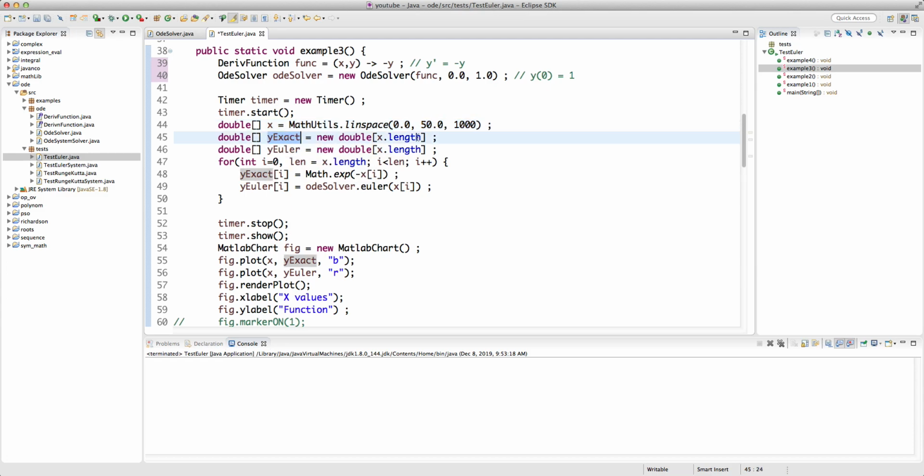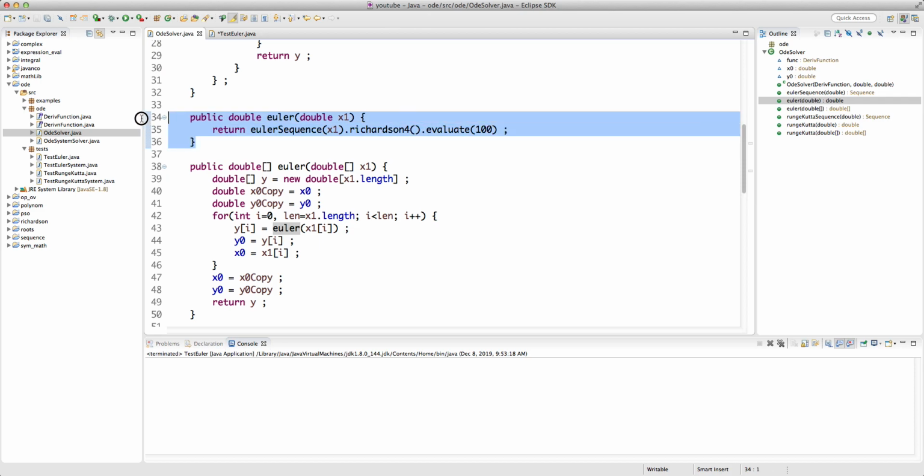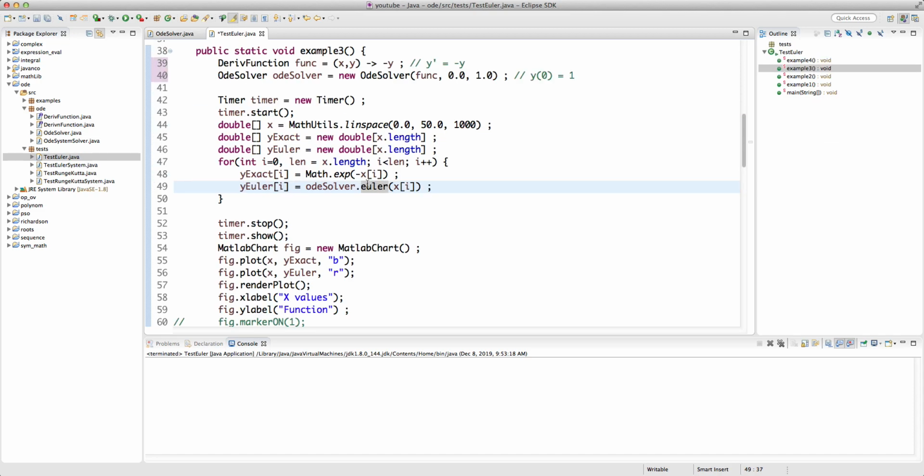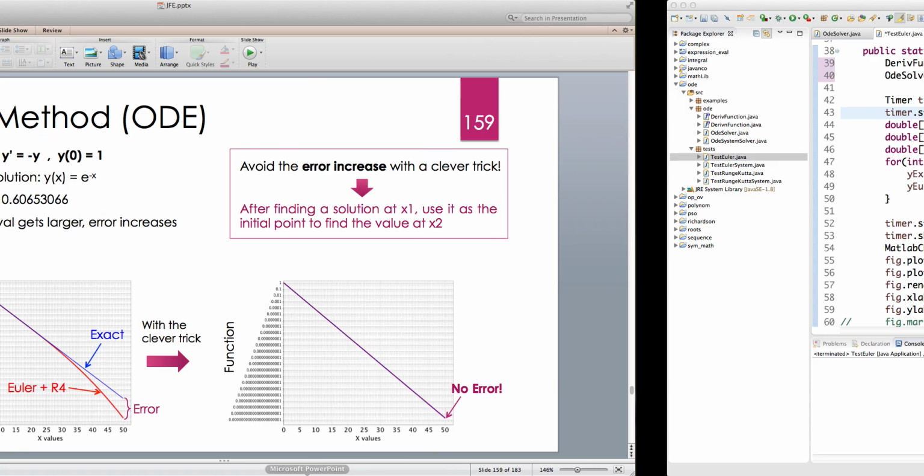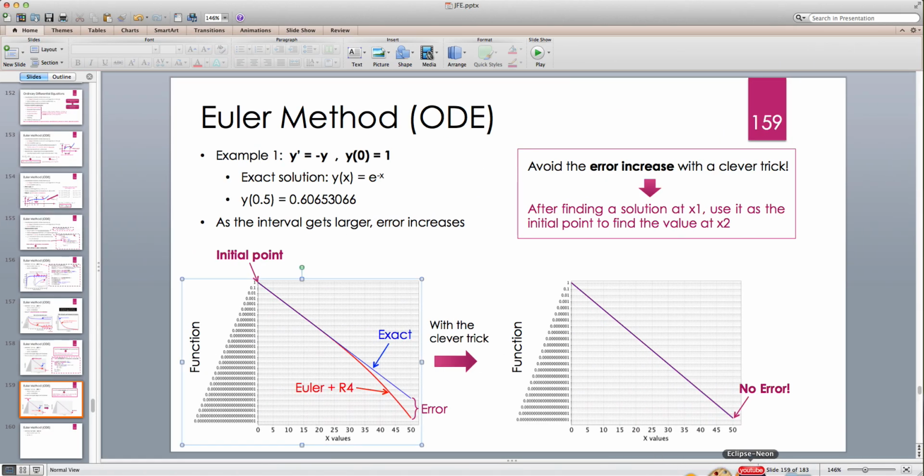So I have a y exact array and a y Euler array. The exact solution is e to the minus x, so I write a for loop and calculate them. And the Euler is ODE Euler, right? So here I'm not using this trick. I'm using the Euler method with Richardson at 100 points, okay? What this does is that it always calculates the solution based on the original initial condition. And that's exactly the plot that I have here, okay?